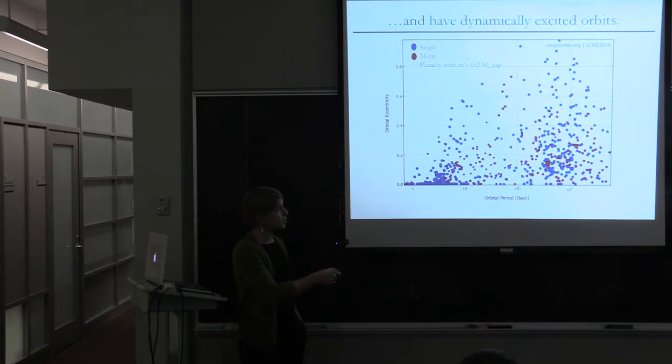The different colors just denote whether or not these planets were found in single planet systems or whether we know that there's other planets present in those systems. And what you can see is that the eccentricities are very broad, and you can find planets with almost any eccentricity at all.